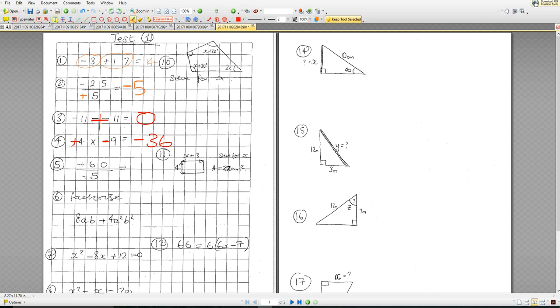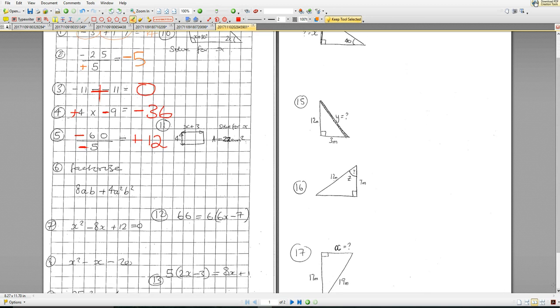So the answer for that one is minus 36. Lovely. These next two signs, we have minus 60 divided by minus 5. The signs are the same. When we're dividing and the signs are the same, the answer becomes a positive. So you have 60 divided by 5, that will give us 12. Okay. Let's move on.